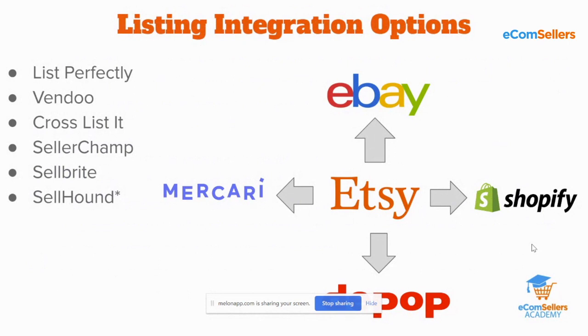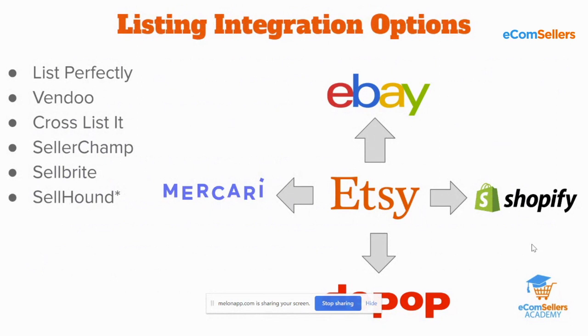Vendoo is another tool that will allow you to list. Cross Listed is another tool. I've not used Cross Listed. I did test out Vendoo. Seller Champ, not used that. Sellbrite, Sellhound. I've got to go do some research on Sellhound. But again, these are tools that if you want to push your listings out from Etsy to another platform, or from other platforms onto Etsy, that's another tool.